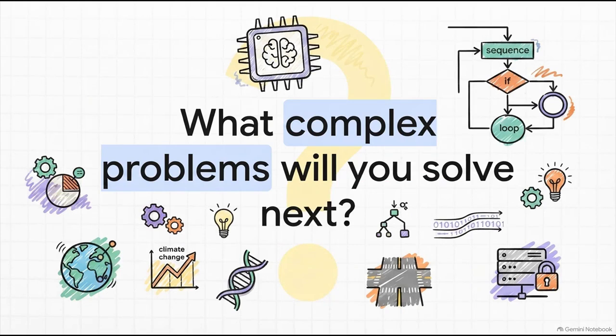And that's it. By mastering sequence, selection, and repetition, you've literally just unlocked the ability to make computers think, adapt, and make dynamic decisions based on live data. You have the ultimate building blocks of software engineering right in your hands. So the only real question left is, now that you can completely control the machine's mind, what complex, real-world problems are you going to solve next?